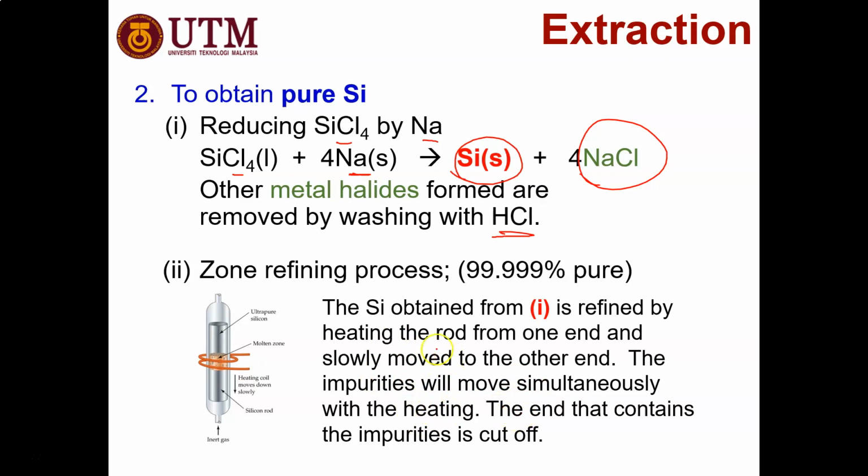So we will use a heating rod. So what happened is the silicon that you obtain here is refined by heating the rod here, rod kat sini, from one end, maknanya daripada atas dia akan heating coil tu akan bergerak ke bawah, okay, and the impurity will move simultaneously with the heat. Dia akan ikutlah the heat, okay. Lepas dia akan sampai bawah and then they will cut off the impurities part. Dia boleh potong. So apa yang tinggal is just ultra pure silicon.